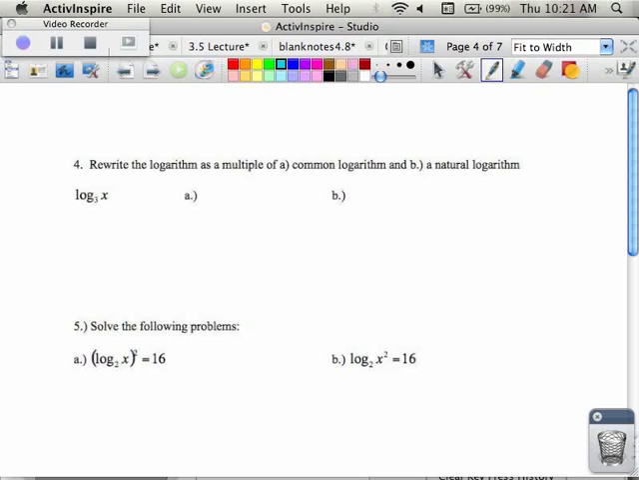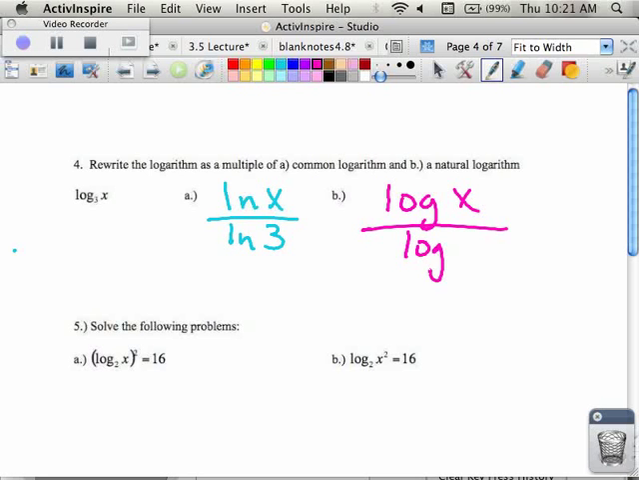So what you need to understand is you can rewrite any log that you see as one of those two things. For example, in number 4, I see log base 3. Can our calculator do log base 3? No. No way. But I can do this. Or I could do this. And both of them are exactly the same. Doesn't matter which one you use. That's kind of the cool thing.